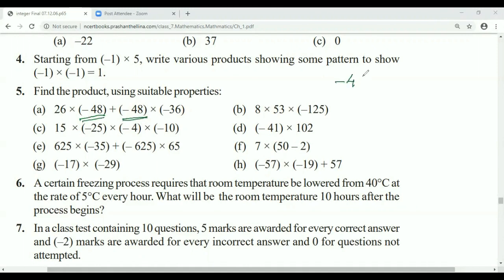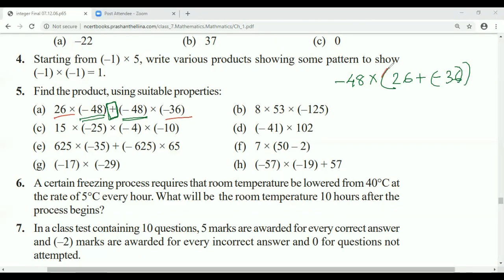So negative 48 into the numbers which are added, which are 26 and negative 36: 26 plus negative 36. Listen to this: the addition sign I have taken from here, and the numbers which are added are 26 and negative 36.